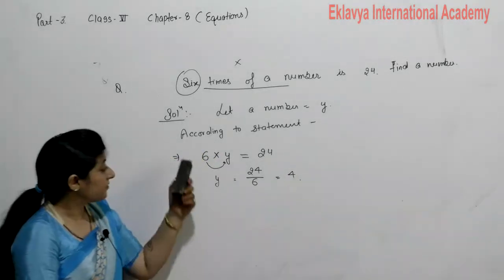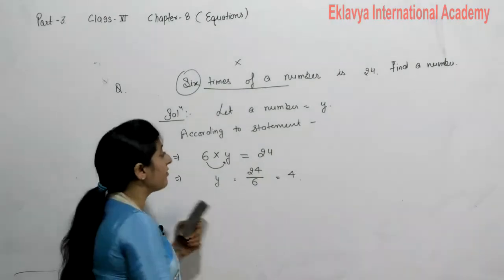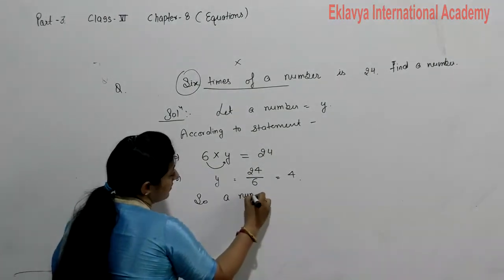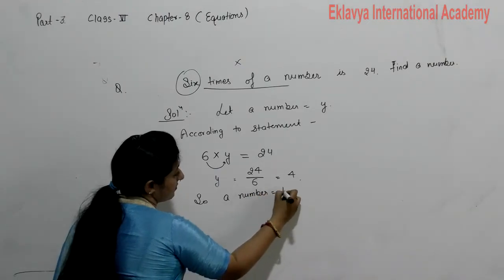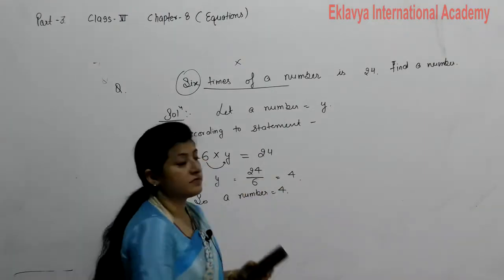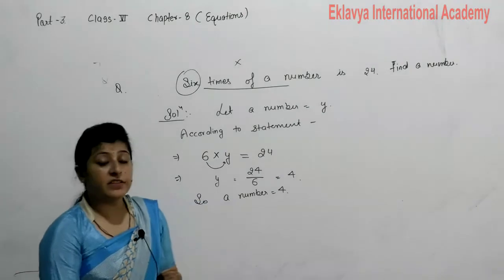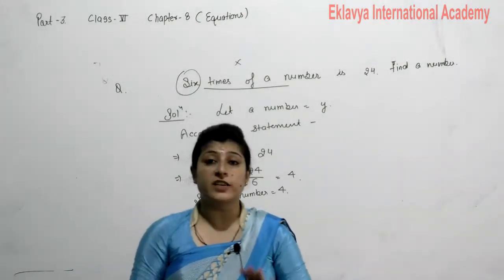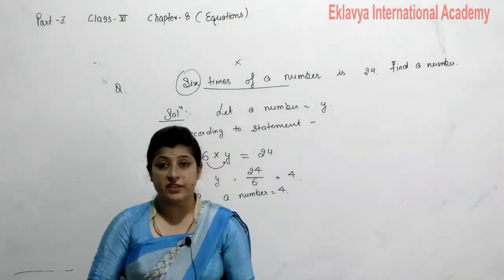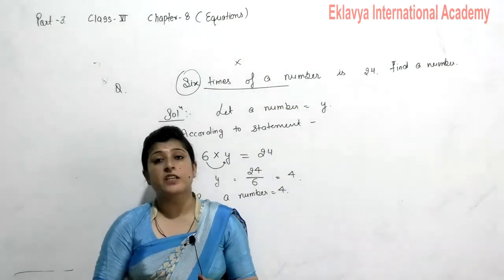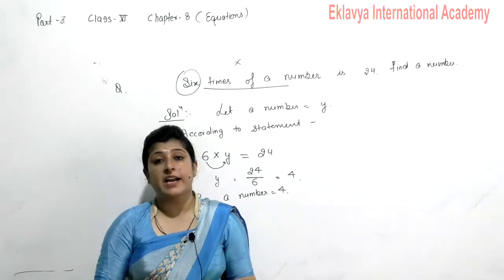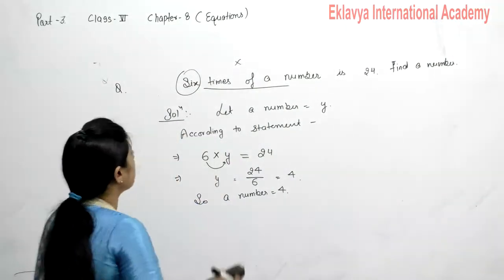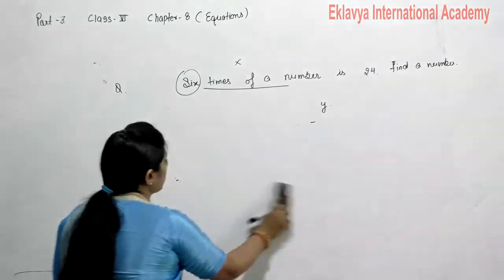It means what is the value of y? So we can say a number is equal to 4. So this is how we solve our word problems: firstly we change them into an equation, and then solve and find the value of the unknown variable. Another example we take from your book.